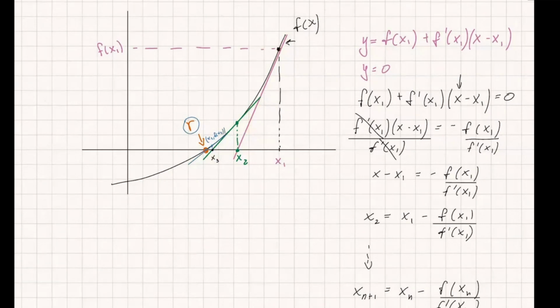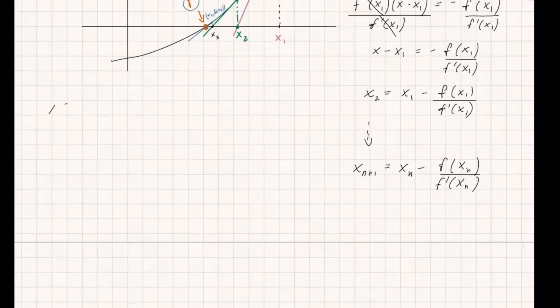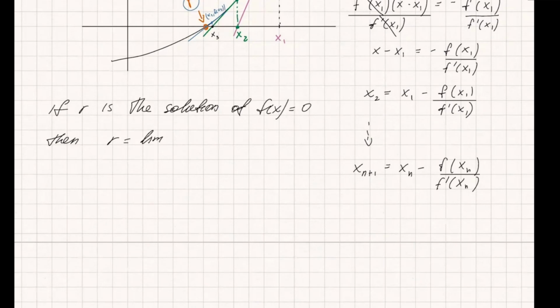So now we would say that if R is the solution of f of x equal to 0, then R, the actual root, is equal to the limit of this x sub n as n goes to infinity. So you might have to have a lot of iterations until you reach the actual value. But in our cases, usually like 3-4 iterations will suffice. We will not have anything too difficult.